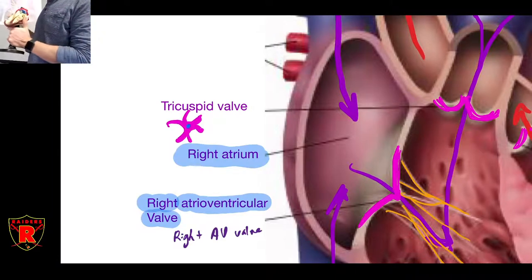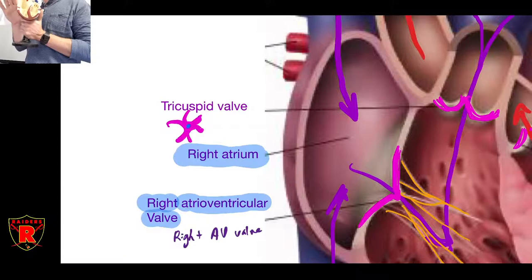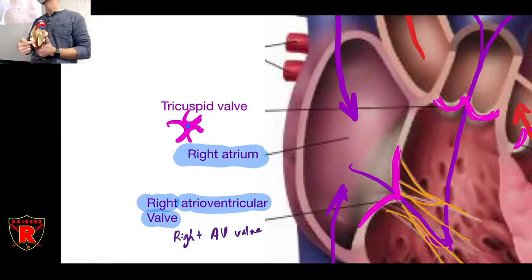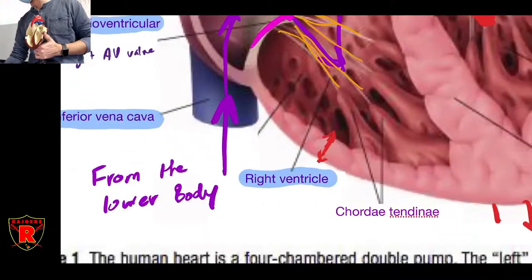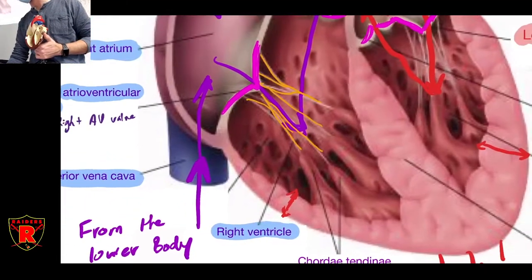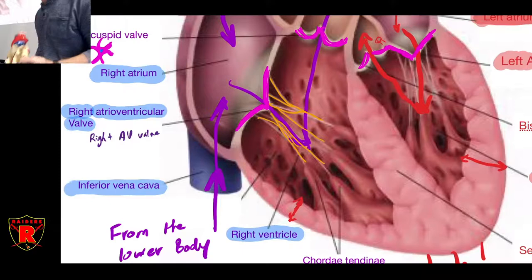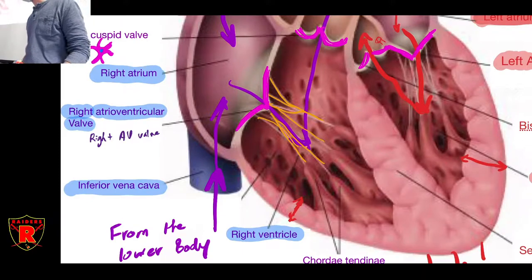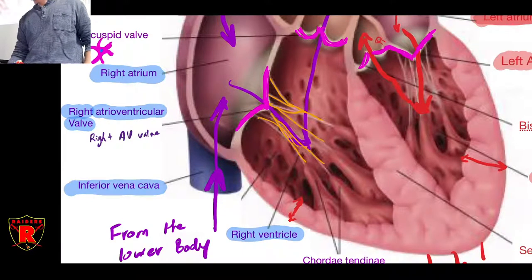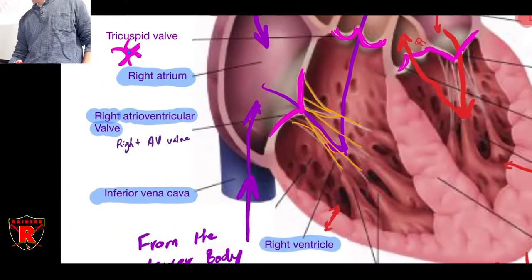So, anyway, blood goes into this chamber, and this pumps the blood when it contracts down below here into the right ventricle. Okay, so the right ventricle is the bigger chamber underneath. There is a valve in between those two chambers.